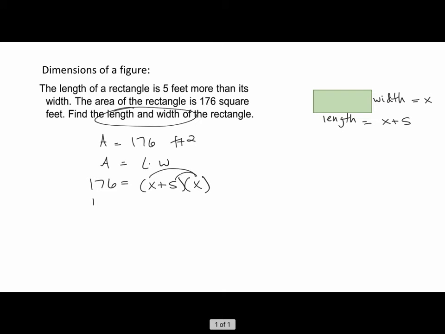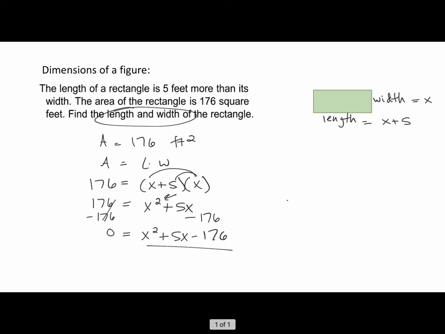So I definitely need to use the distributive property to remove parentheses. X times x is x squared, and x times 5 is 5x. And then I notice this is a quadratic equation, so I want to have 0 on one side. I'm going to opposite 176 from both sides so that I have 0 on the left, and x squared plus 5x minus 176 on the right. And then I want to completely factor that other side.